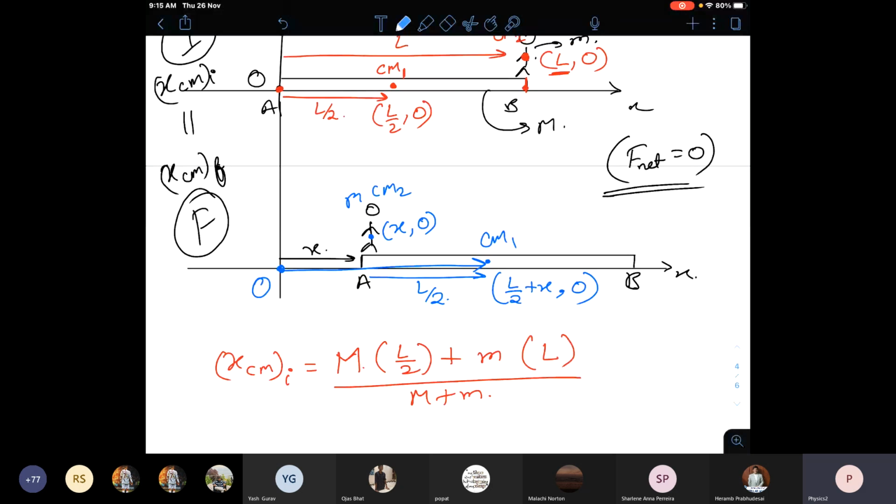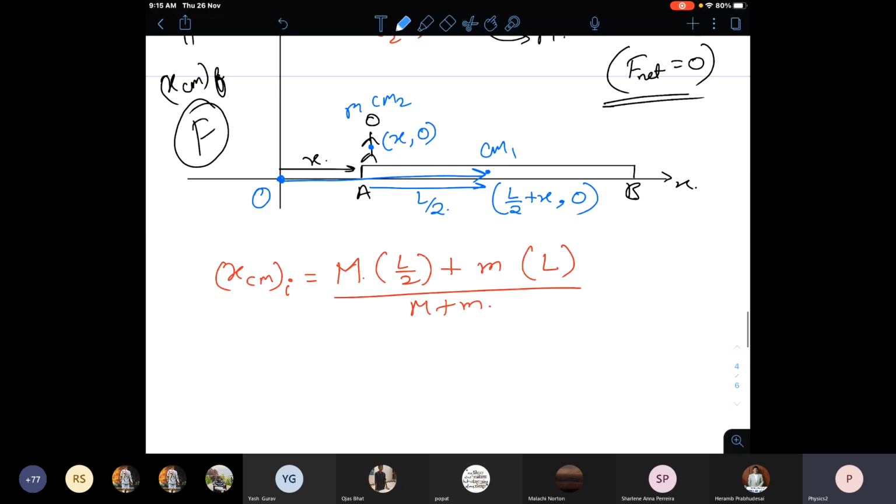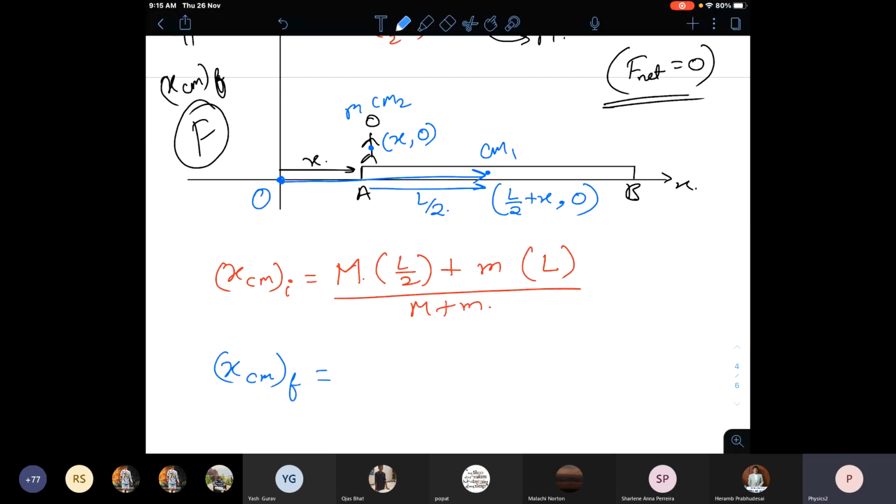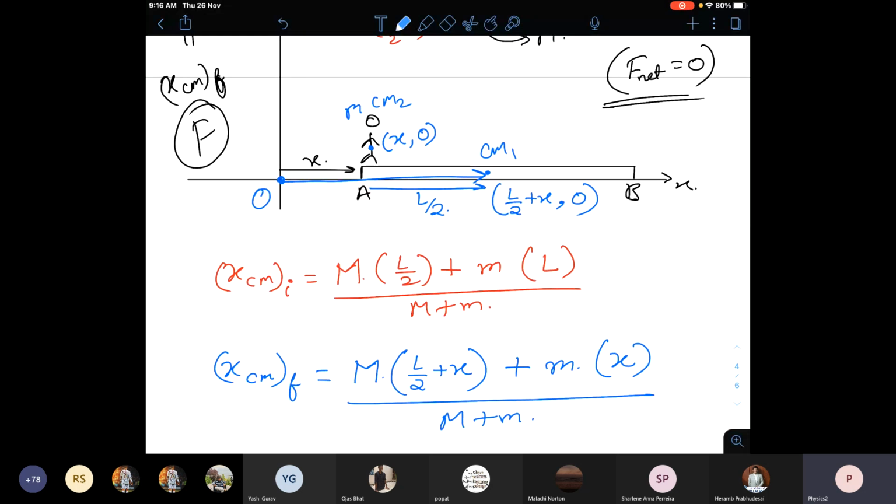If you calculate the final xcm, you can see what it will come out: m1 x1. So m1 is how much? Capital M, we are talking about the plank as m1, and x1 now in the final case has become L by 2 plus x, plus m2 x2, where m2 is small m, and x2 is x, divided by m plus M.